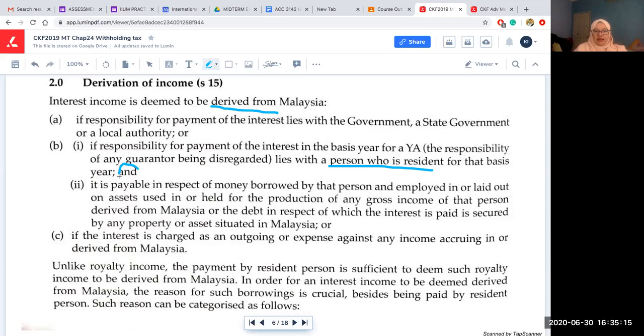Not only must you be a resident person, but the amount must also be payable in respect of money borrowed by that person and employed in or laid out on an asset. You borrow money from the non-resident person and the money you use in the business or on an asset, and that asset is used in or held for the production of income of that person from Malaysia.